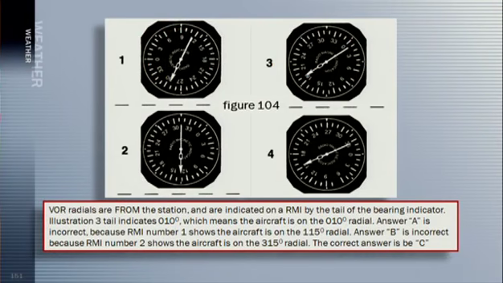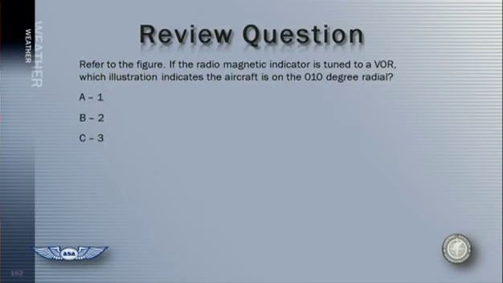VOR radials are from the station and are indicated on an RMI by the tail of the bearing indicator. Illustration 3, tail, indicates 10 degrees, which means the aircraft is on the 10-degree radial. Answer A is incorrect because RMI number 1 shows the aircraft is on the 115-degree radial. Answer B is also incorrect because RMI number 2 shows the aircraft is on the 315-degree radial. Of course, we go back to our question. The correct answer is C.